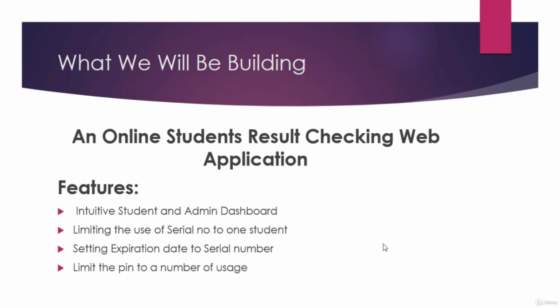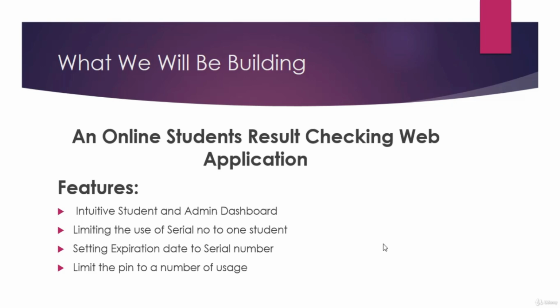Now the next thing is we're going to limit the pin to a number of usage. This is not compulsory, it's all user specific. If you want to limit the pin to the student for a particular number of usage, say 5 times, 3 times, 10 times, as the case may be. So whenever a student purchases the pin and starts using the pin, once a student uses the pin for the first time, it starts counting. You log out and log in again, it gets incremented.